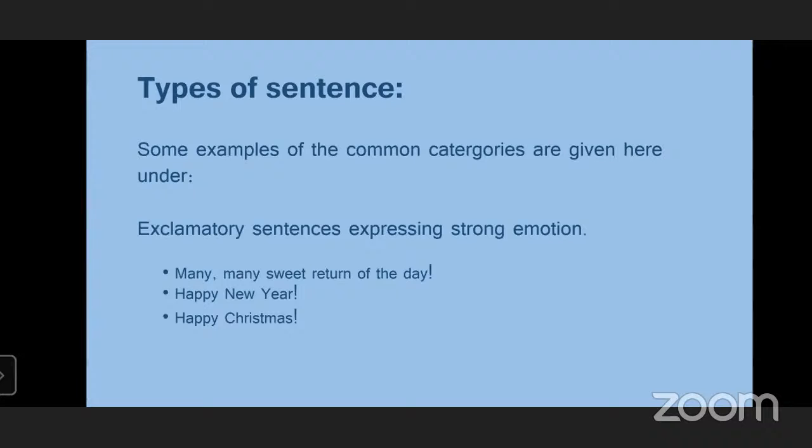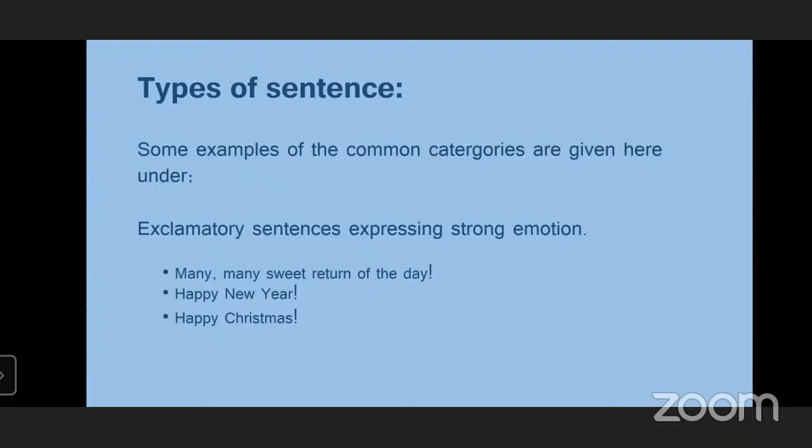Exclamatory sentences expressing strong emotion. When there is very strong emotion, how is it being said? Many, many sweet returns of the day! Okay, happy new year, happy Christmas! So when you say this, these are the strong emotions you are expressing to somebody, right? So this time you use an exclamation mark. Okay, so these are the strong emotion types of sentences.